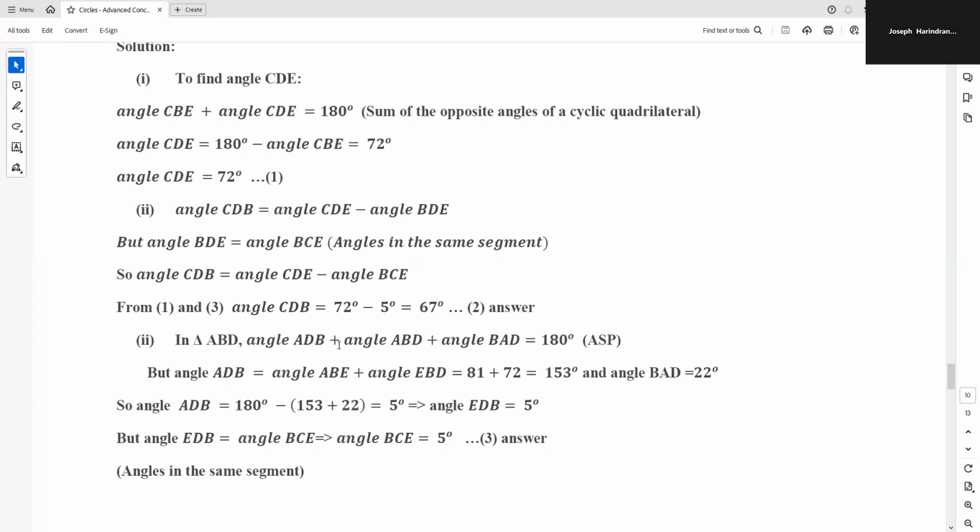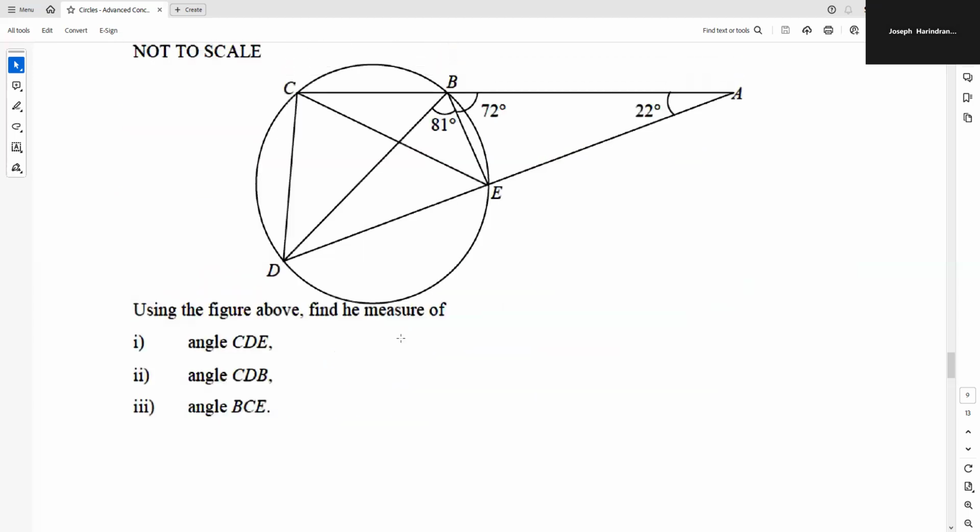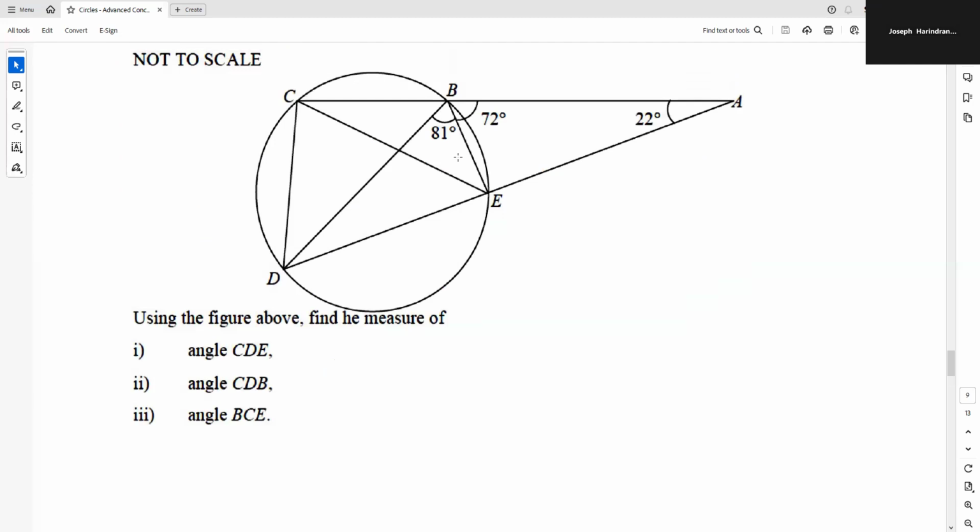Now coming to the second part, it's interesting to note that the second part is very simple, as you can see from here. In this part, we have to find angle CDB. When you want to find CDB, it is nothing but angle CDE, which we got in the first part.